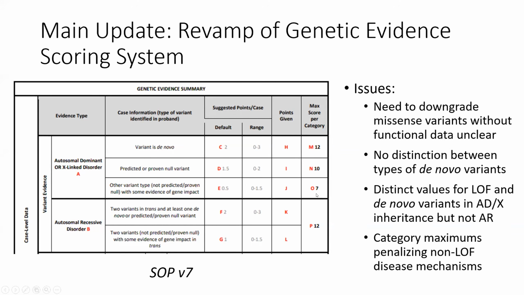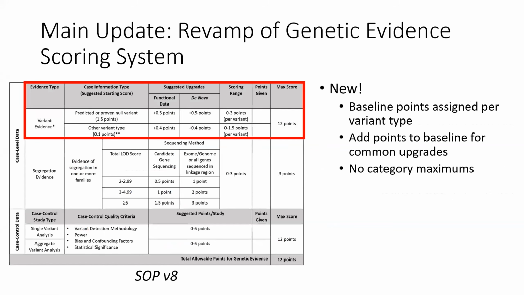And then we did have this concept of category maximums in the previous version, which we found would at times penalize those diseases that were not loss of function mechanisms. So say something like a gain of function, where we expect that all the causative variants would be missense, would be getting capped at this 7, and it would be kind of penalizing and making it hard to get to definitive for those diseases. So this is what the genetic evidence scoring system looks like now in version 8.